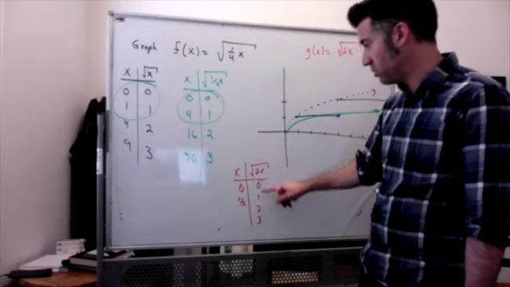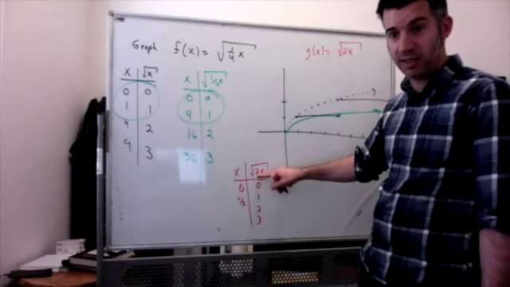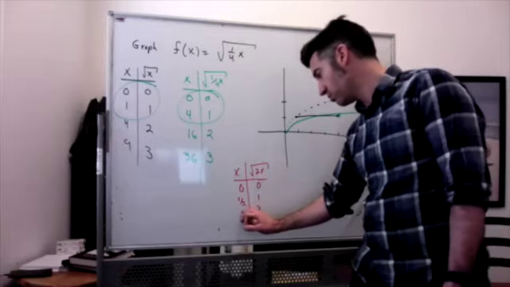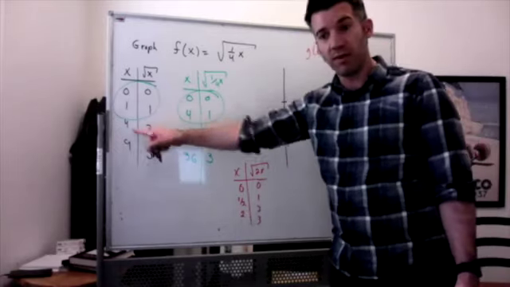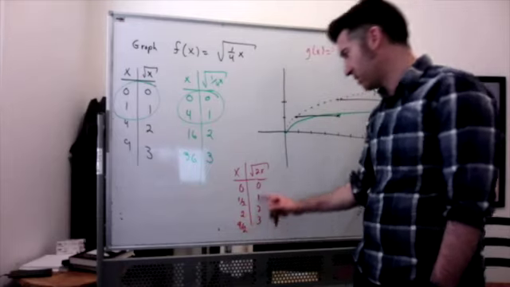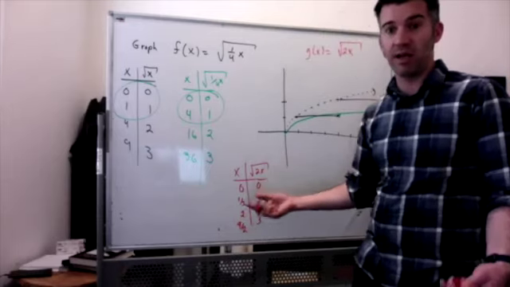To get 2, well, 2x has to equal 4, because the square root of 4 is 2. So x has to be 2, half as big as it normally would be. And then to get 3, x is going to have to be 9/2, because 2 times 9/2 is 9, and the square root of 9 is 3.